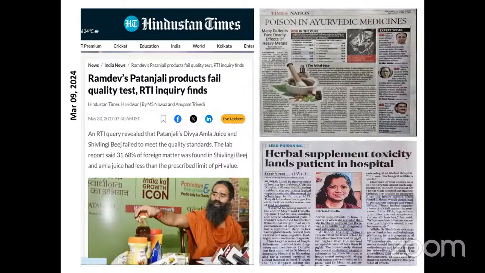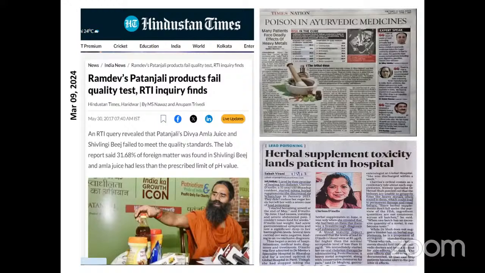These are some advertisements. This is one, this is another advertisement: herbal supplement toxicity lands patient in hospital. She was suffering from diabetes, and with the advertisement, she has taken some herbal medicines, and suddenly she fell into some other types of complications, and it was found that she was suffering from lead toxicity. So the product contains a huge amount of lead, which may cause complications. And this is the poison in Ayurvedic medicines.